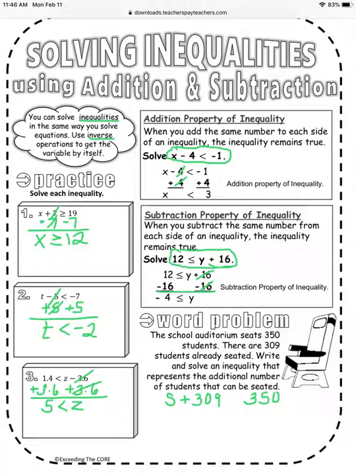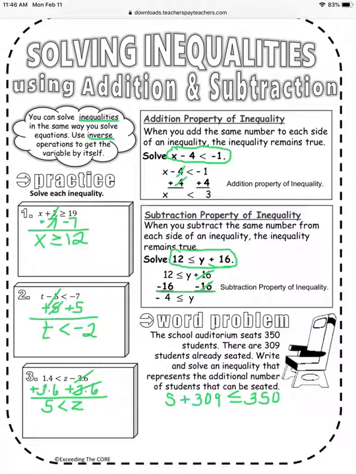Okay, now I have to decide what symbol I'm going to put in there. Well, you can't have more than 350 because otherwise there wouldn't be enough seats. So therefore I know that I'm going to have to put a less than symbol here. But it could be equal to 350 because there are 350 seats. So therefore, I'm going to put the less than or equal to 350. Now, most of you would say, oh, I could do this in my head.